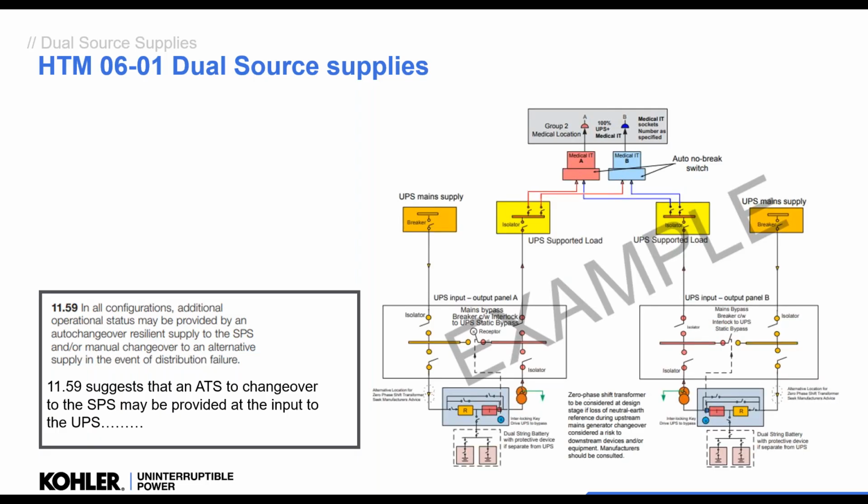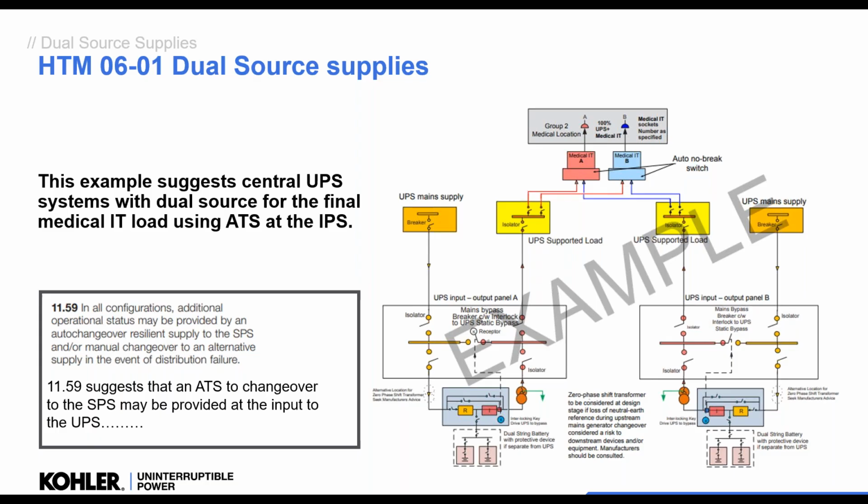So this is an example again from HTM, and it suggests that we have central UPS. So the UPSs are here and here. Okay, and the supplies from these are coming to the medical IT, where the ATS is changing over at that final circuit. Okay, the actual central UPSs here and here have one supply coming in. So the dual supply is done at the final circuit. So that close to the final circuits is reasonably practical. Okay, so if there's any problem with the UPS or the distribution, it can change over automatically at the medical IT systems, the IPS.